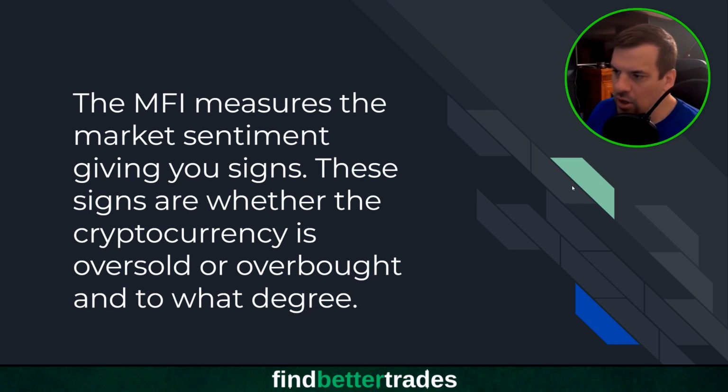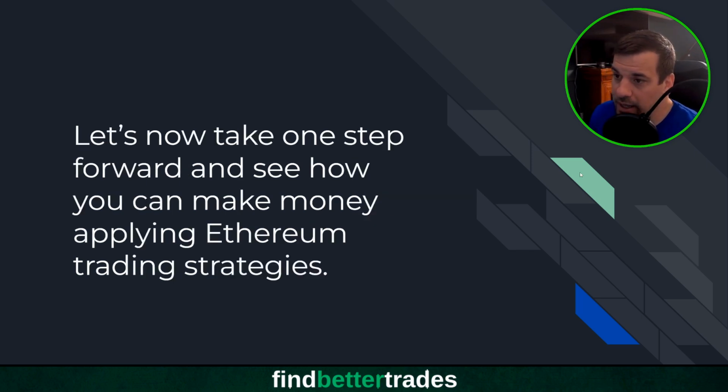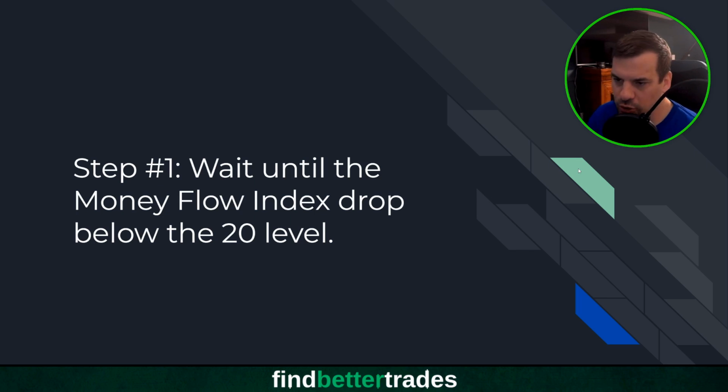And these signs are whether cryptocurrencies are oversold or overbought, and to what degree. Using the indicator is probably the most useful measurement of sentiment available. So it's one of the most useful. It really is, it's a great tool. And let's now take one step forward and see how you can make money applying this to the charts.